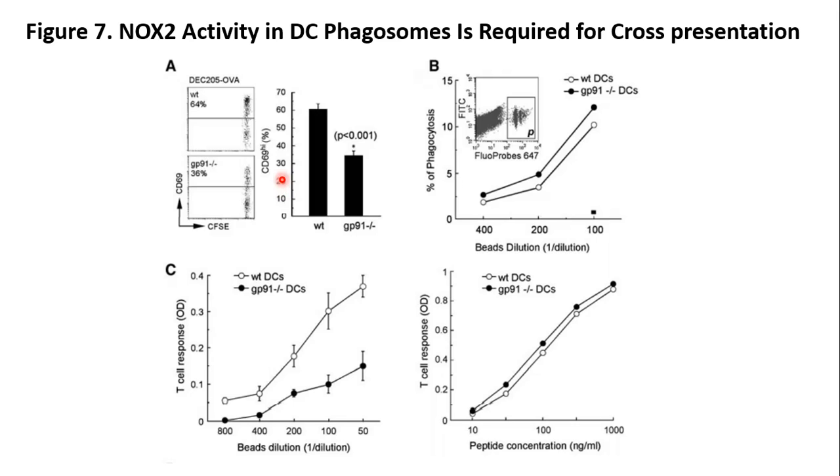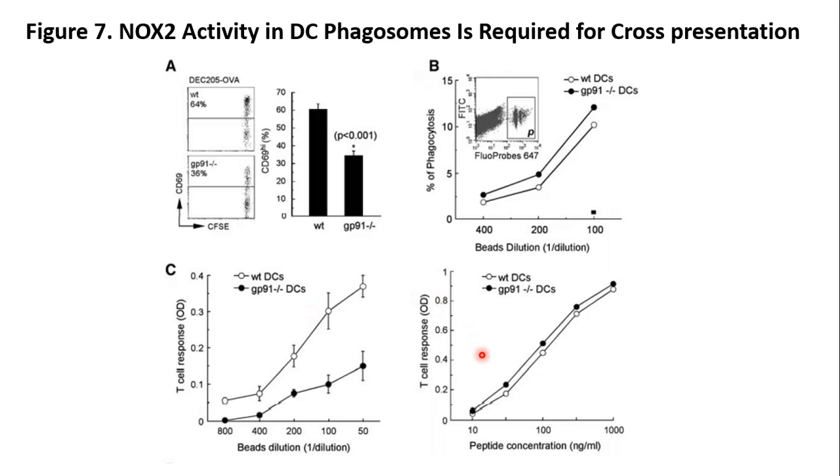So they saw the percentage of phagocytosis in the beads dilutions. The wild type DCs compared to defective DCs, and the percentage having phagocytosed at least 1 latex bead. And you can see here the T-cell response. So they were trying to prove that this was linked to antigen degradation and not antigen presentation.